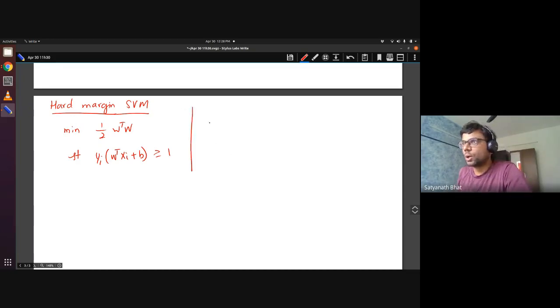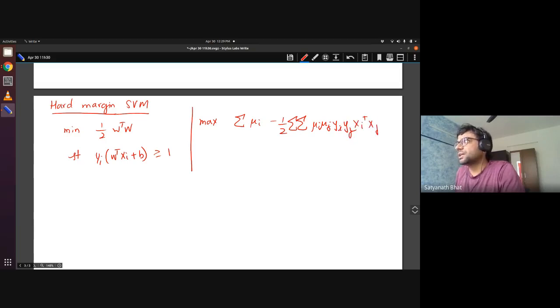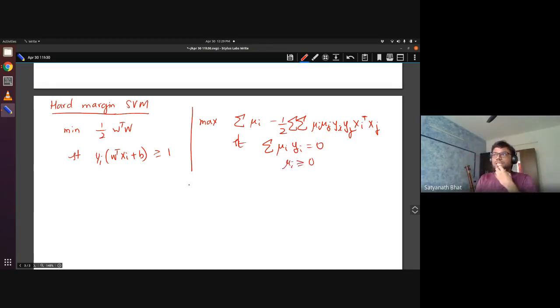The corresponding dual is: maximize summation mu i minus half double summation mu i mu j yi yj xi transpose xj, subject to summation mu i yi equal to 0, and the second constraint is that the mu i's are greater than or equal to 0. So this is the hard margin SVM.